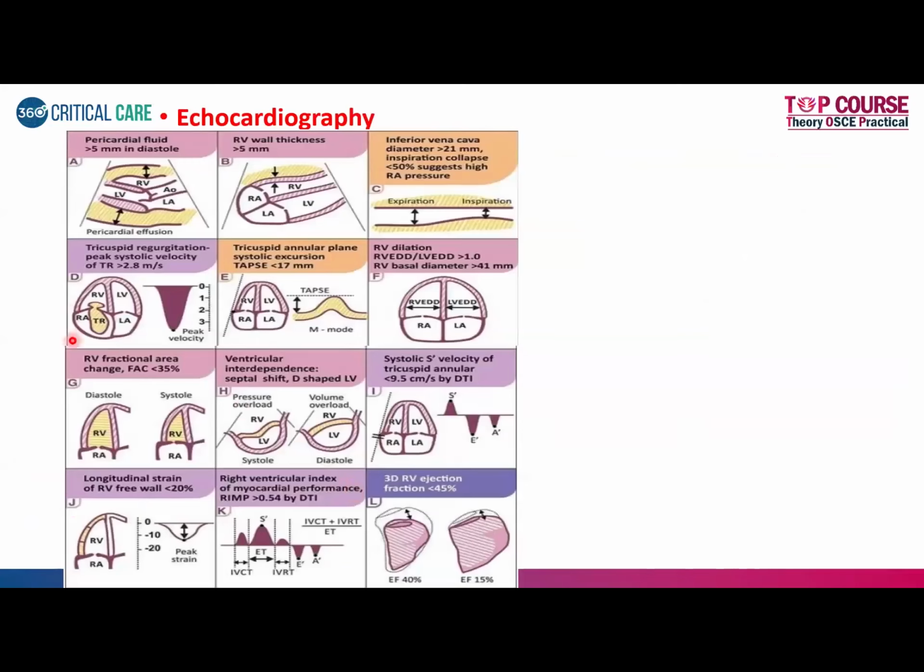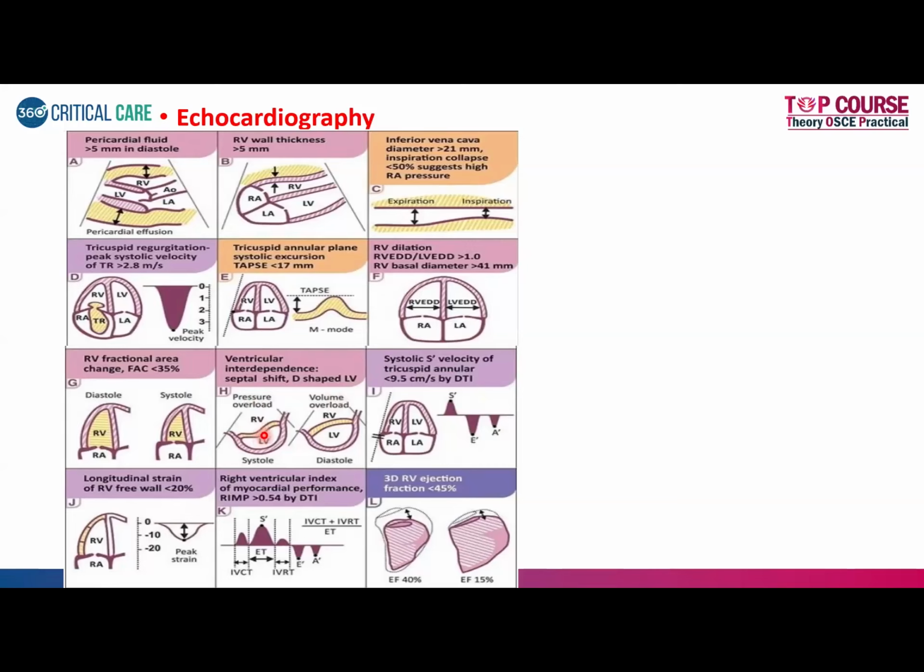Echocardiography findings: there might be pericardial fluid more than 5 mm during diastole. RV wall thickness is increased more than 5 mm. There is dilation of the IVC. Tricuspid regurgitation peak systolic velocity more than 2.8 meters per second. TAPSE less than 17. RV dilation, so the RV to LV size ratio more than 1, and RA-RV dilation is seen. RV fractional area change of less than 35%. Then ventricular interdependence with shifting of the ventricle towards the left, causing a D-shaped ventricle.